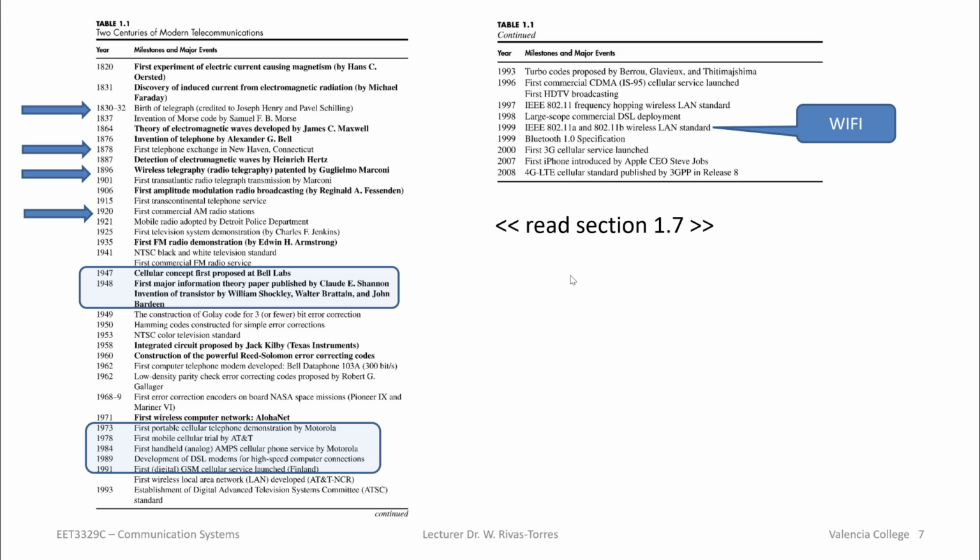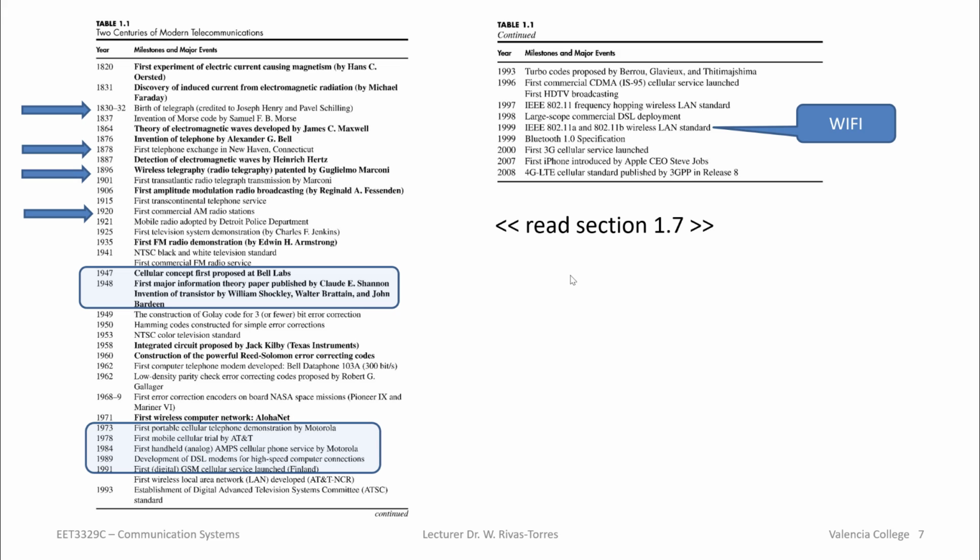Let me just point out a few. 1830 to 32, this is the birth of the telegraph. We had the first detection of electromagnetic waves in 1887 by Mr. Heinrich Hertz. Yes, this is the guy for whom the unit of frequency is named. That's why they call it Hertz. We have wireless telegraphy somewhere in 1896. One of my favorites, the first commercial AM radios in the 1920s. The first cellular concept was proposed at Bell Labs in 1947.